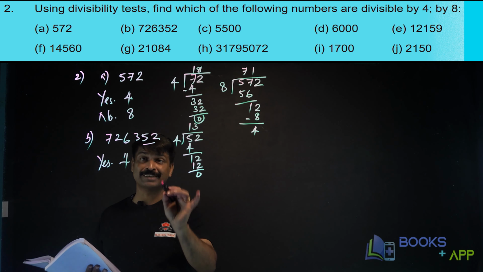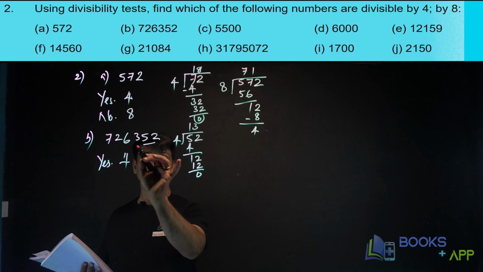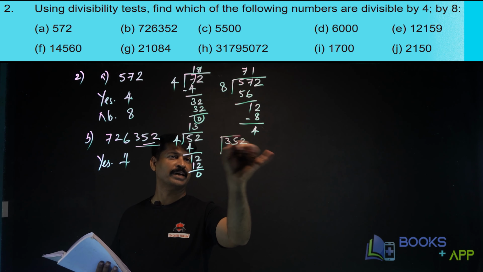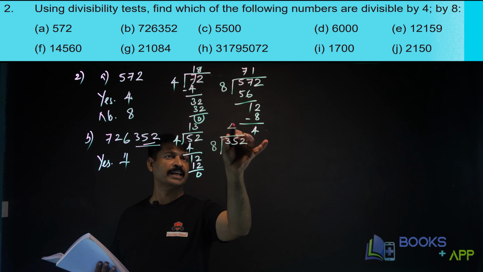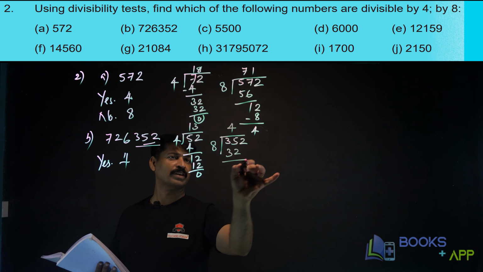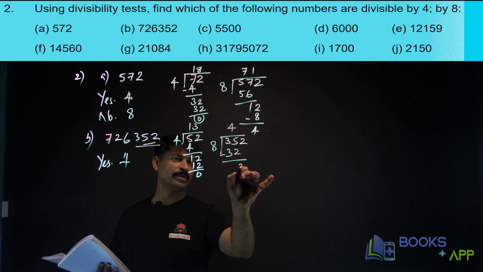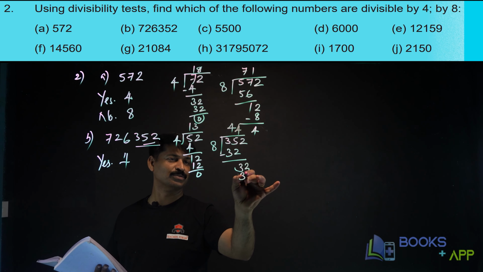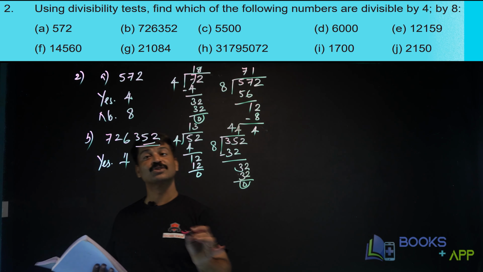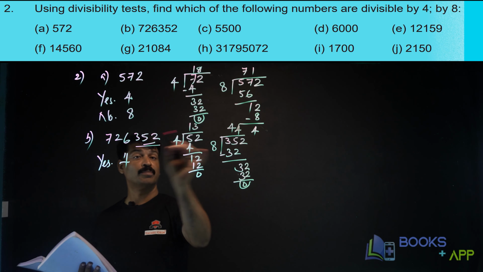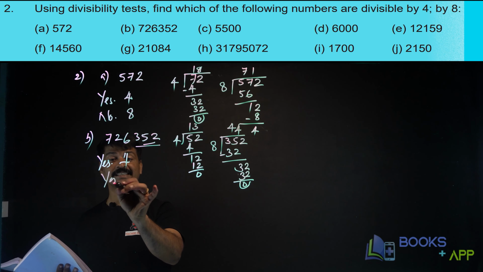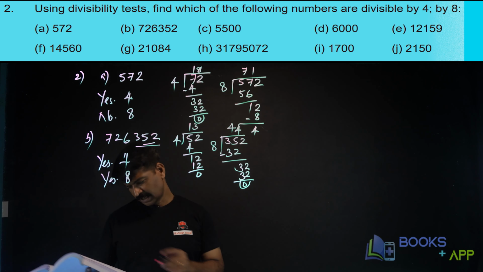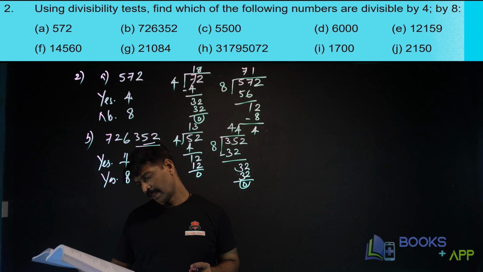Now, how can we check whether it is divisible by 8? Take the last 3 digits. That is 352. Let us divide by 8. 4 8s are 32, isn't it? So, what is remaining? When you subtract, you will be getting 3. 32 comes. Again, 4 8s are 32. You see, remainder is 0. So, last 3 digit is divisible by 8. So, what you conclude? Yes, the given number is divisible by 8. I think it is clear. The remaining problems, you can do it yourself.